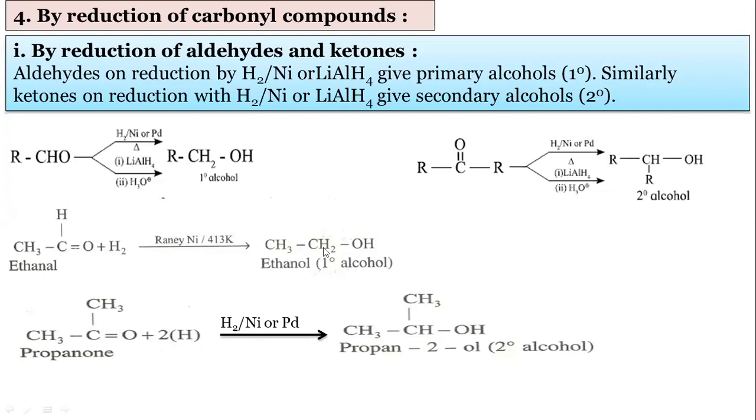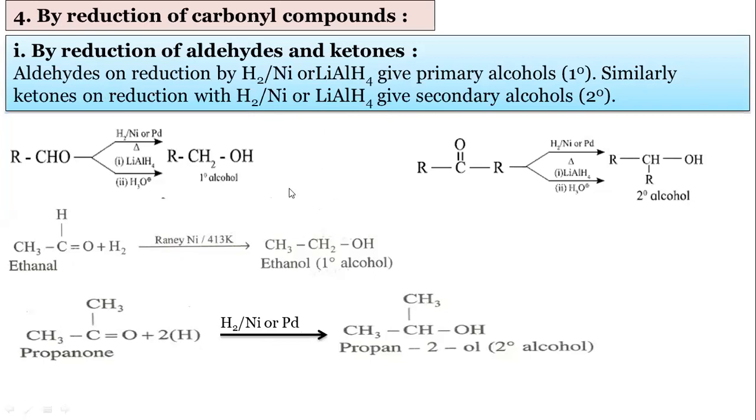This is a primary alcohol, and this is a ketone. The common name is acetone and the IUPAC name is propanone. Again, reduction with nickel or platinum or palladium gives the secondary alcohol here, CH3CH(OH)CH3. So these are the examples of preparing alcohols by reduction of aldehydes and ketones. From aldehydes we get primary alcohols, and from ketones on reduction, we get secondary alcohols.